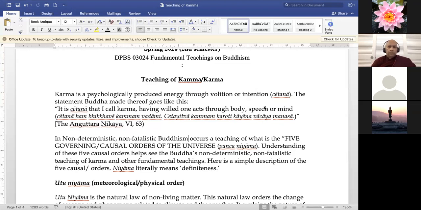So, Pubbe kata hetu, that is determinism. One example for Pubbe kata hetu means determined. Pubbe means previous, kata means done. The belief that everything occurs in accordance with our past karma. So that is a determinism, a past karma.